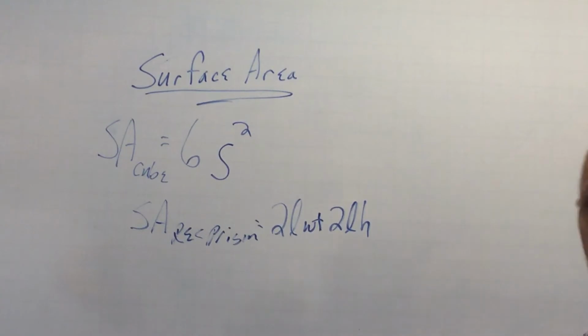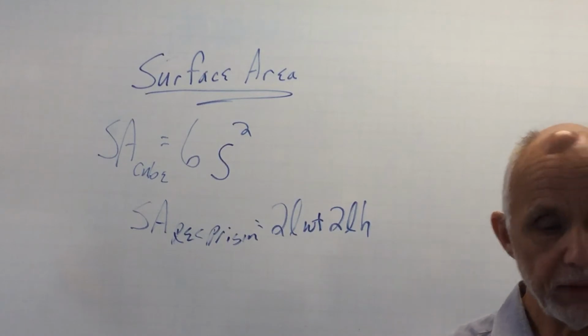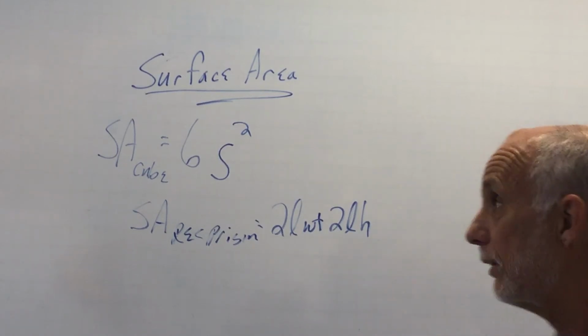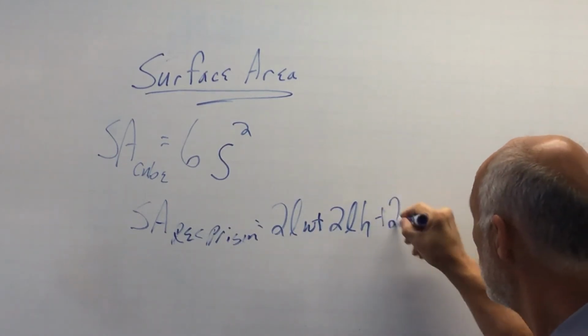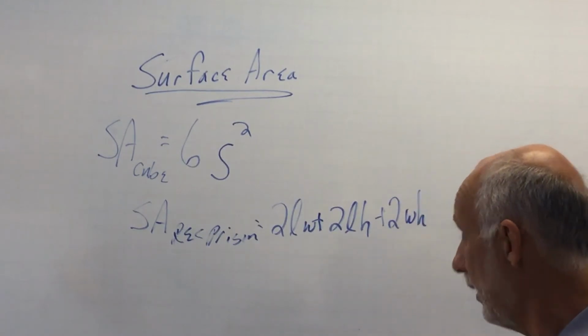But then I still have my left and my right. So what kind of rectangle is this? Well, it's got the width, the same width as the bottom had, and it's got the height, the same height as the front had. So it's width times height. And you got 2 of them because it's the same width and height on this side. So it's plus 2 times width times height.